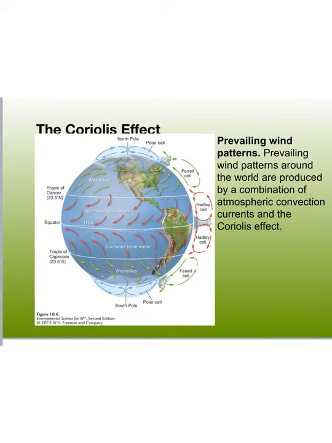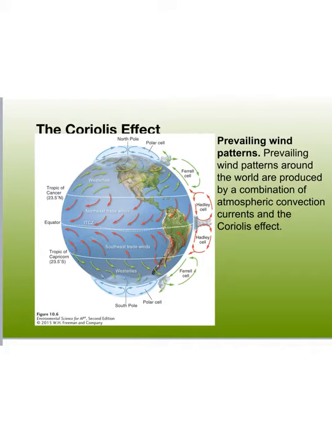Prevailing winds have a pattern around the world that is produced by a combination of both these atmospheric convection currents and the Coriolis effect. Because Earth's speed of rotation is faster near the equator, the path of the air currents moving towards the equator is deflected west, just as we saw in the throwing ball example that I did earlier. This deflection causes those Hadley cells north of the equator to produce prevailing winds along Earth's surface. We call those the northeast trade winds.